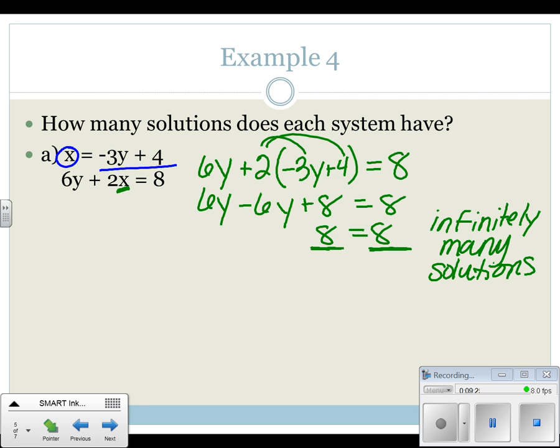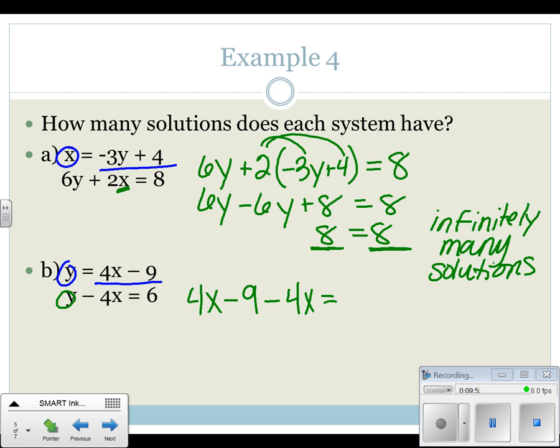In the second problem here, we see that y equals 4x minus 9. And it's nice because y is all alone right here. So if that's the case, I'm going to take my other equation. If I'm saying y is 4x minus 9, I'm going to replace that y in my second equation. Right here, I'm going to take that y out. So 4x minus 9 is what I'm saying my y is, minus 4x. That equals 6.